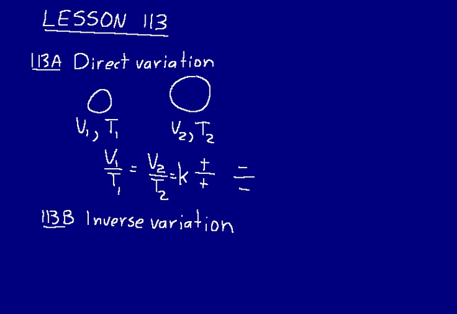Now for an inverse variation, you can probably understand what that means if you know what a direct variation is. A direct variation means as one quantity increases, the other increases, or the other way around: if one decreases, the other decreases. They both change in the same direction. Inverse variation, they change in opposite directions.